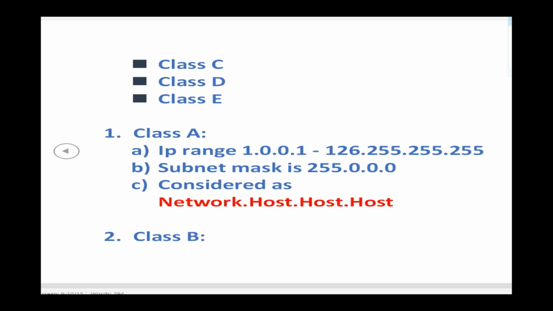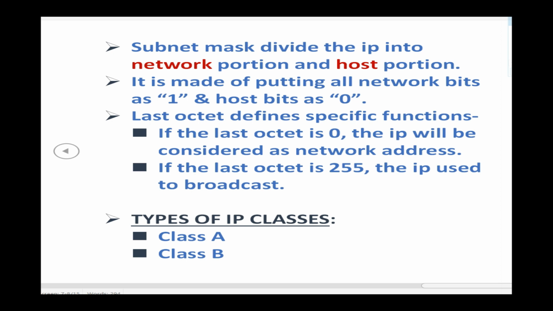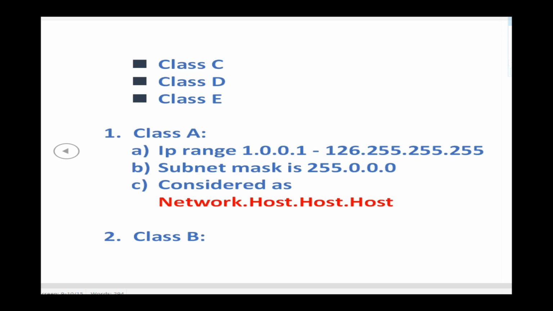For IP classes, there are 5 classes: class A, class B, class C, class D and class E. So what is class A? I told you about the IP ranges. We can use ranges from 0 to 255, but we are using IP addresses from 1 to 255. So when we are using class A, the range will be 1 to 126. The subnet mask is 255.0.0.0. This 255 means the first octet consists of 8 ones. We can't change it. If we change it, the network will be a different network.